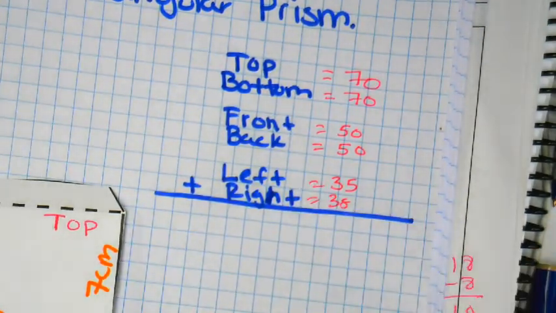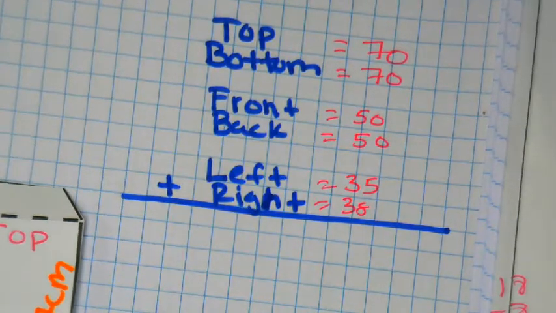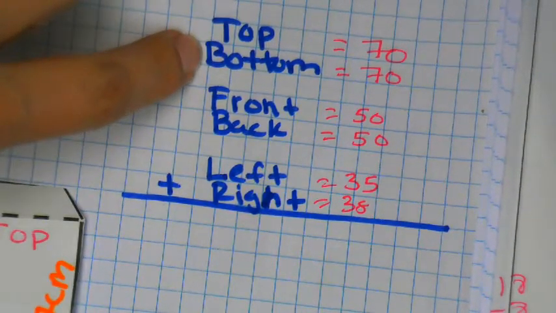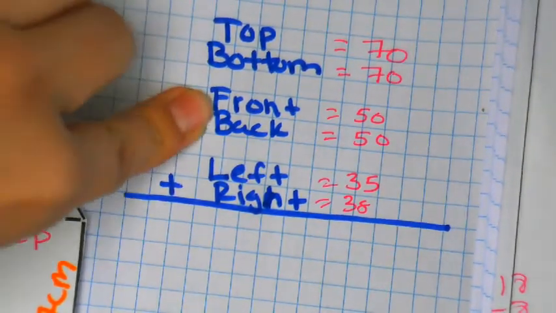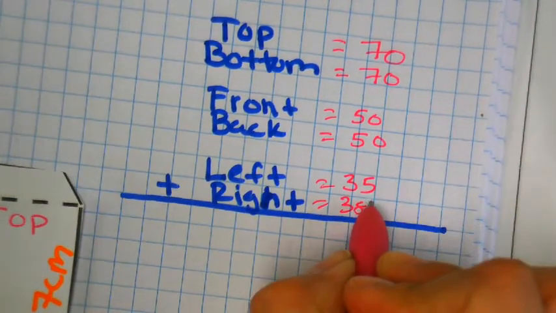Can someone tell me what you notice, especially the way we wrote this? Yes, Yael? The way that we wrote them, that the numbers match? Yes. So we notice that these numbers match, right? So the top and bottom are the same. Front and back are the same. Left and right are the same. And if we notice that, what kind of pairs is that?